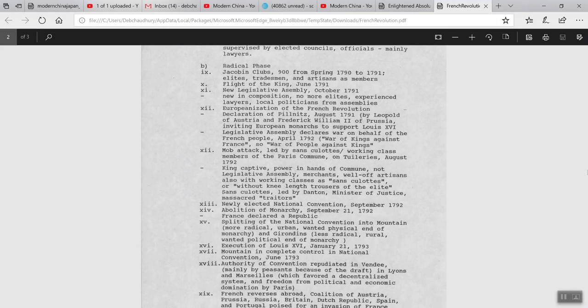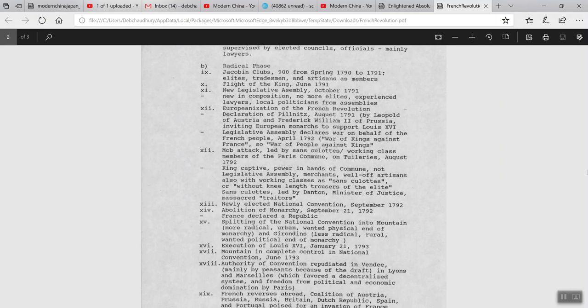And you see the Declaration of Pillnitz under 12 in your handout. As you see, we've been following along systematically the extensive handout, the outline. The Declaration of Pillnitz, which invited European monarchs to a strategic declaration of support. The Legislative Assembly concluded that this was a conspiracy and declared war on Austria and on Prussia too, because both the Eastern European rulers were involved.